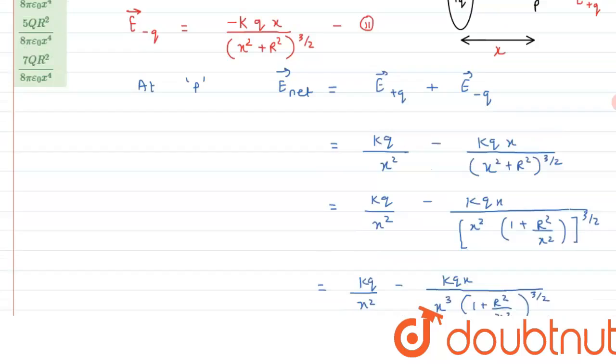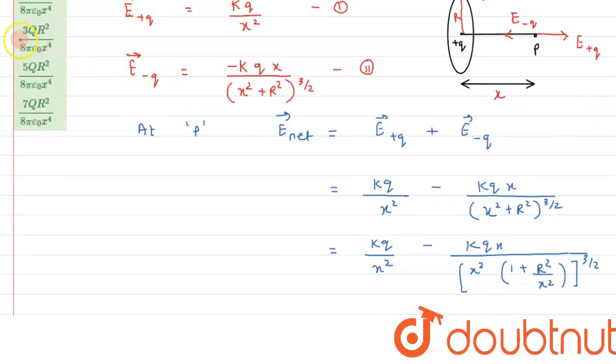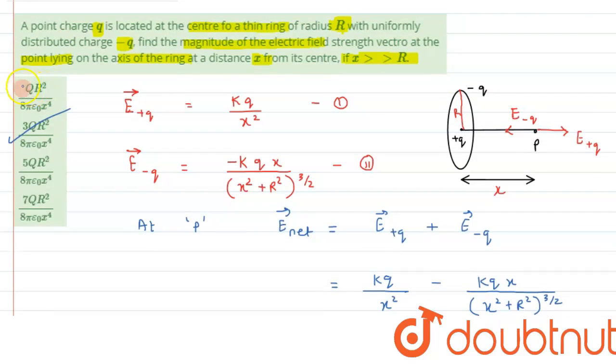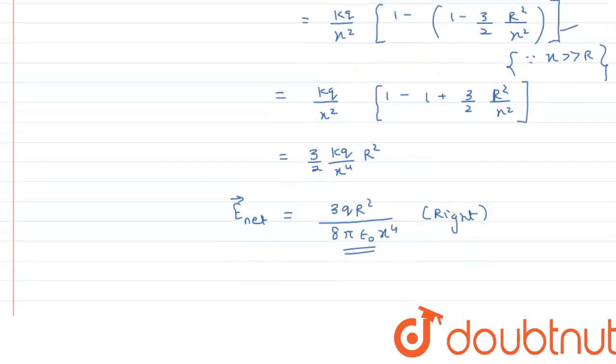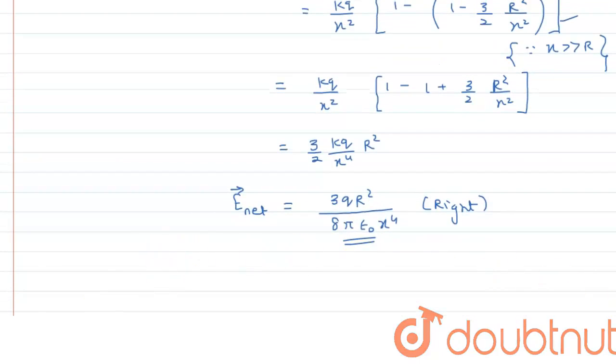If we compare it with the options, option B is the right answer to this question. The only difference is that instead of capital Q, a small q has been given. So I hope you have understood the concept, and thank you for watching.